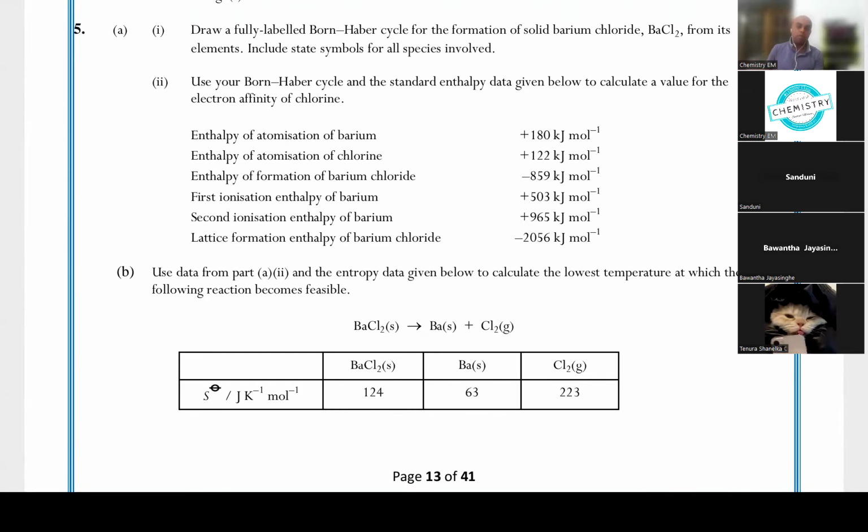Try the fifth question. This question, what you can see on the screen. If you want, you can copy down the question, or you can just try with the answers. I will give you around 10 to 15 minutes for this one.